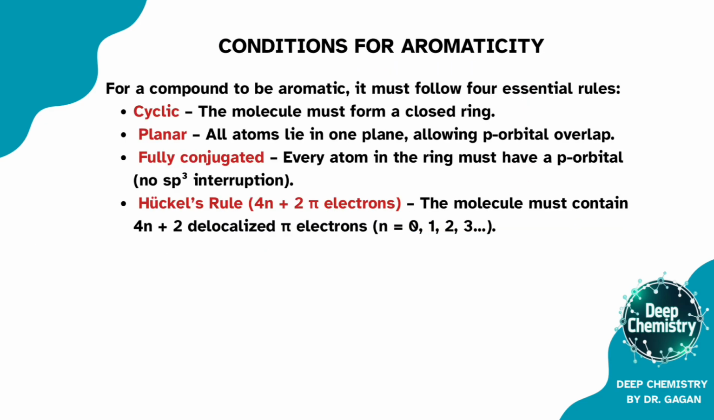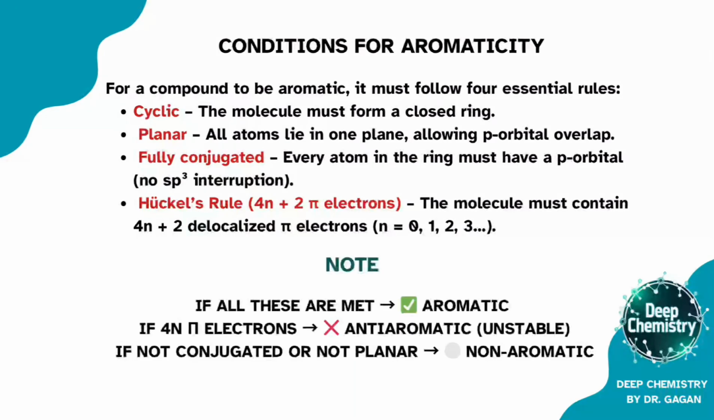Now, for a compound to be aromatic, it must follow 4 essential rules. It should be cyclic, planar, fully conjugated, and obey Huckel's rule. If all conditions are met, then it is aromatic. If there are 4n pi electrons, then it is anti-aromatic. If not conjugated or non-planar, then it is non-aromatic.